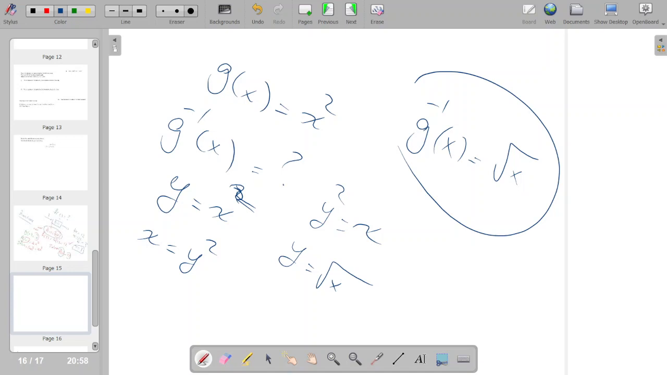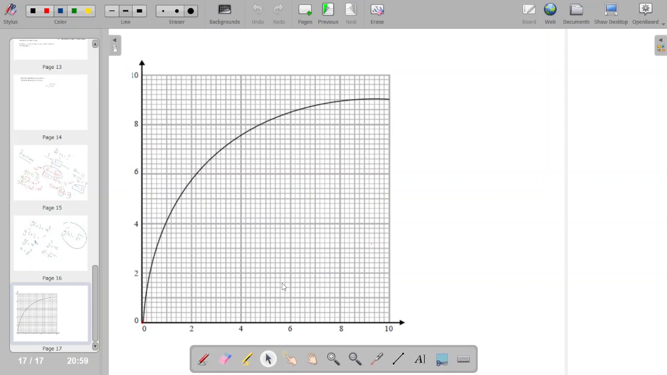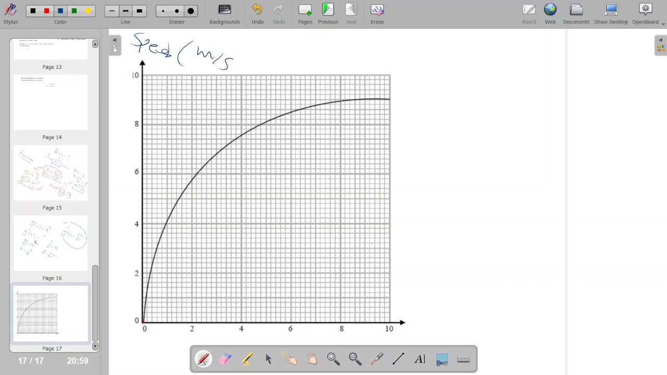Okay. Another thing, the request related to Ayn said that if we have a problem like this, and let's say that this is expressing a speed of some sort. We'll say that it's a speed, for example. This is a speed-time graph. Speed is in meters per second, and this is time in seconds.